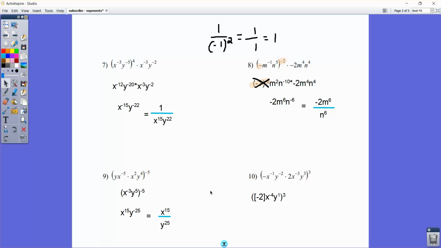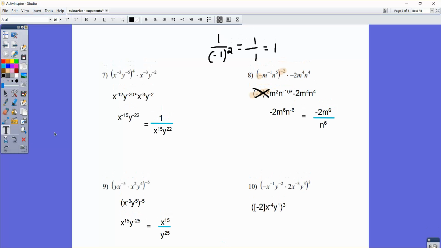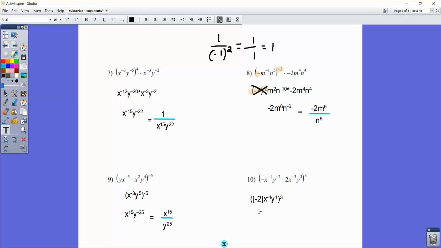Negative 2 to the third, what does that mean? When you have a negative base to an odd exponent, the result is negative. So it's going to be negative 8. 2 to the third is 8, right? Negative 8, and then we have x to the negative 12th and y to the third.